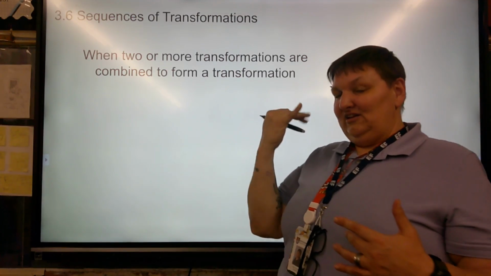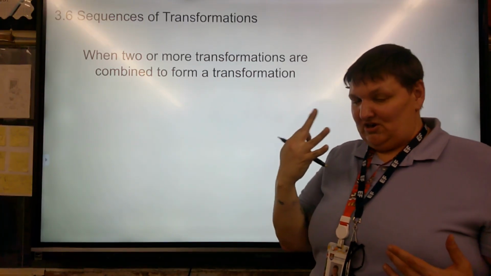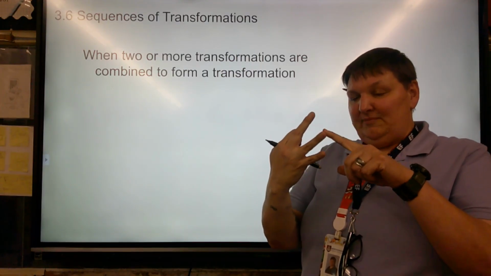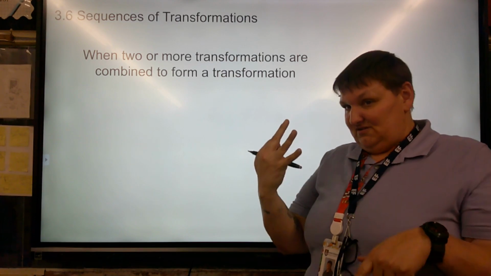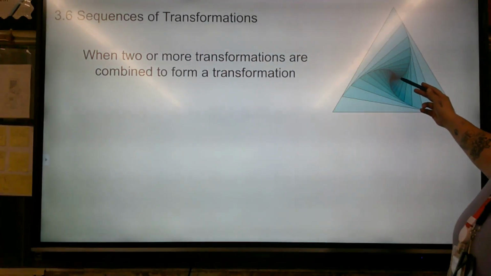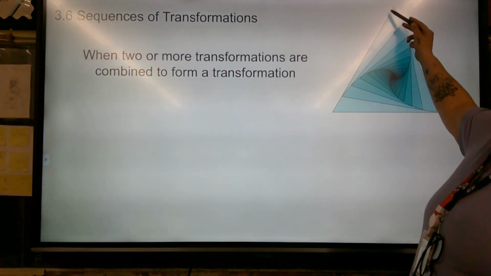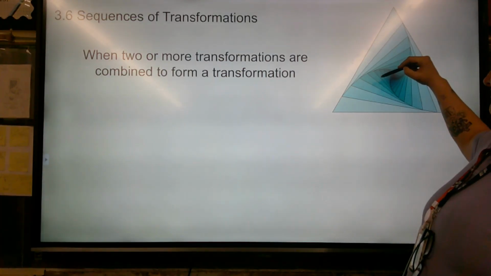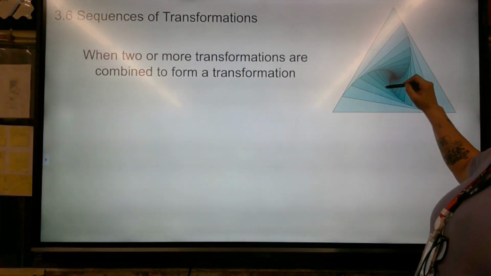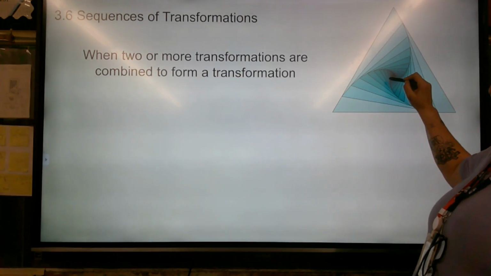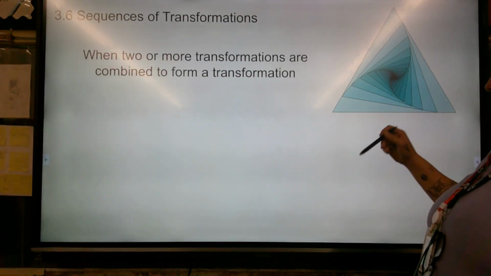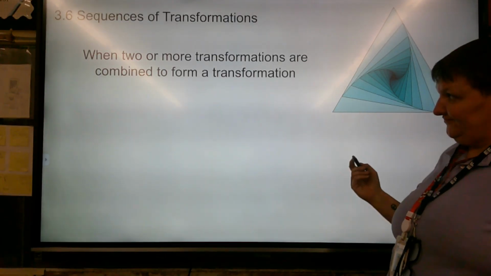You're going to end up with at least 3 images on the graph because you're going to have a pre-image, your first copy, and your second copy. A sequence, right? So for example, something like this was created by one triangle, and then they dilated it smaller and rotated it, dilated, rotated, dilated, rotated, dilated, rotated. So it's still one image. It's just been through a sequence of transformations, right?